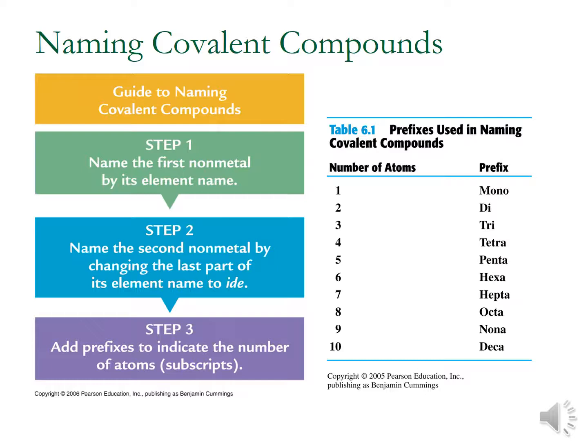One point of clarification needs to be mentioned here. We use prefixes on the first element and the second element, except in the case where the first element uses one atom, or mono. We never use mono on the first element. We do use mono for the second element. Otherwise, if it's di through deca, we use the prefix, even on the first element.